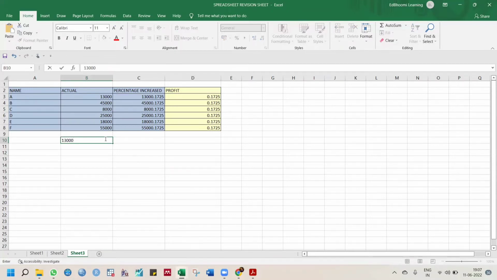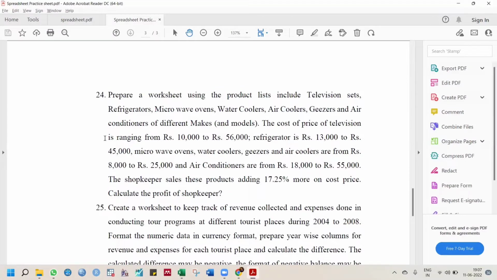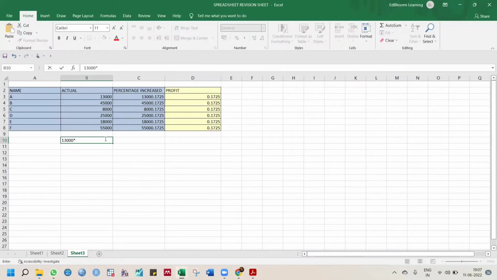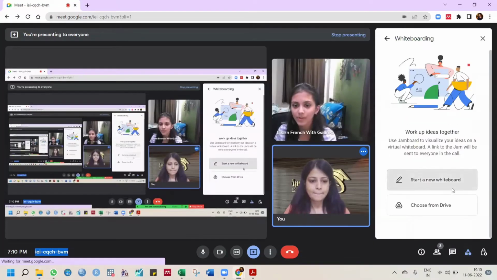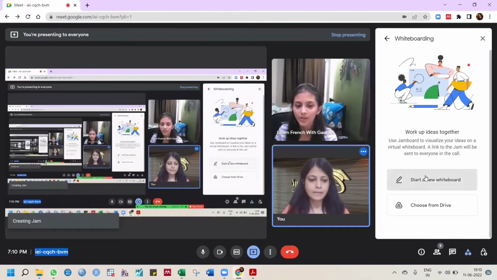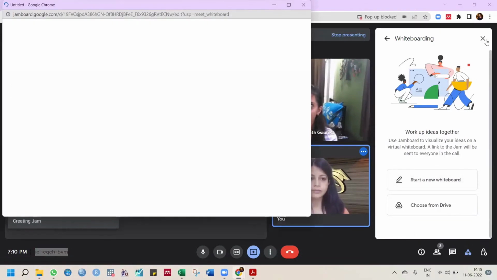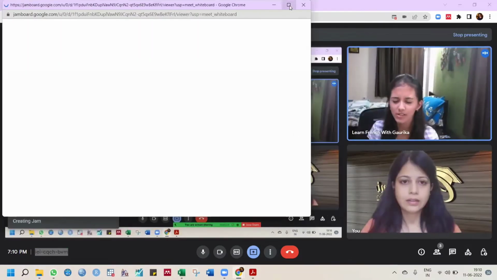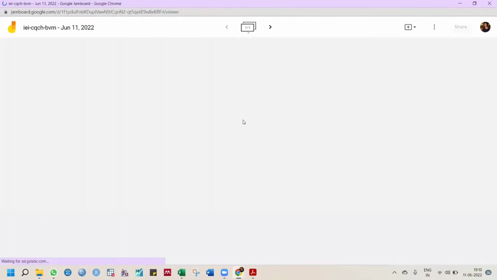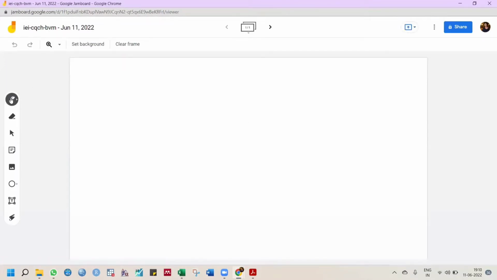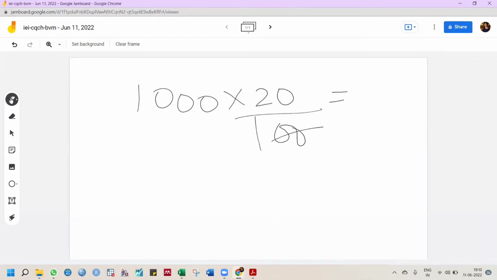Then he charged 17.25. So 13,000 ka 17.25% is what? So basically did 1,000. Okay, can you see my screen? The whiteboard, can you see the whiteboard? Okay. So 1,000 into 20%. ऐसे ही निकलता है? Is equals to?